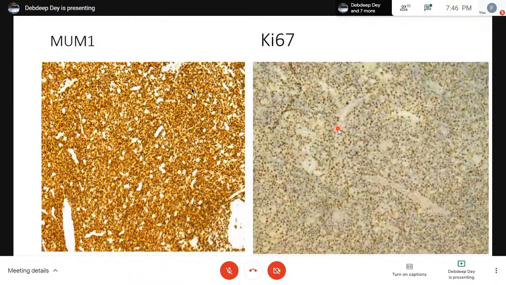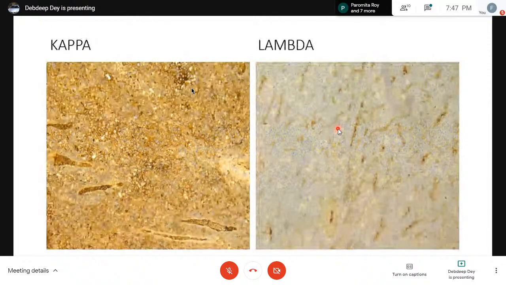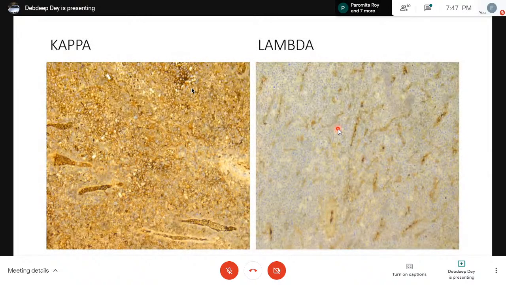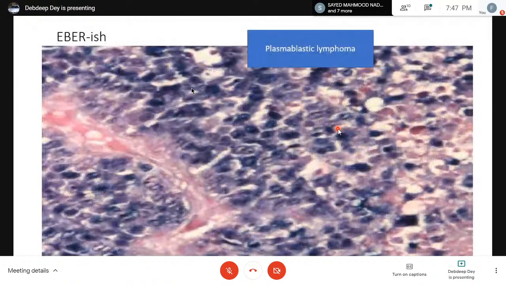So MUM1 can also be positive in a plasma cell neoplasm, but in a 13-year-old boy with a duodenal polyp, it's unlikely to have a plasma cell neoplasm. CD138 strongly positive, and kappa showed light chain restriction. EBER is positive, so it's a plasmablastic lymphoma.